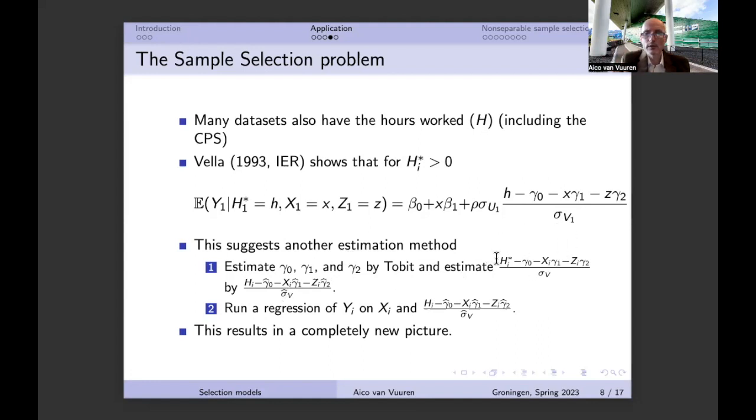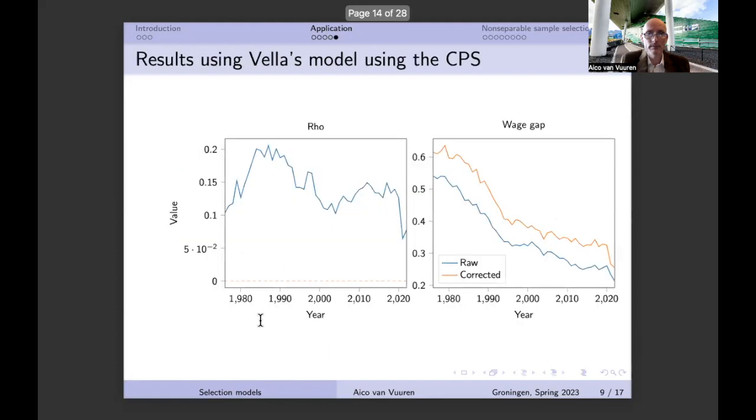We can substitute it in this equation over here in order to get this thing that we have over here. Then in a second stage regression, we can run a regression of y on x and on this thing that we have just estimated. Then we are going to get a completely new picture. When we look at the estimated values of rho, we see that rho is actually always positive, and it doesn't increase over time.